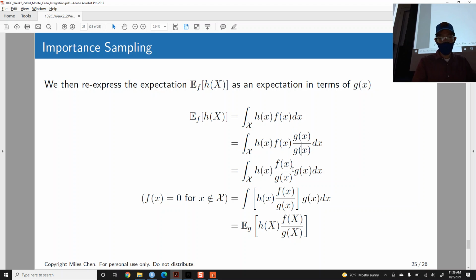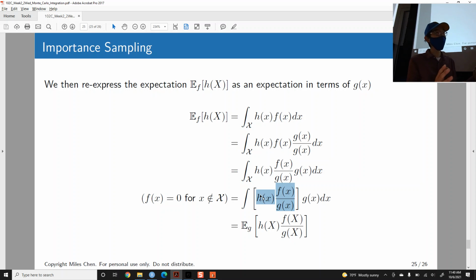And then I say, okay, let's just move g of x over here. So now I've got h of x times f of x over g of x. So what is g of x? g of x is a PDF. And so now, if I just group this thing over here, what is this?